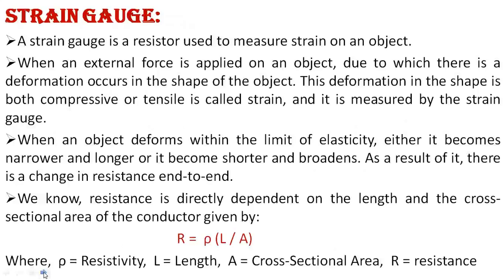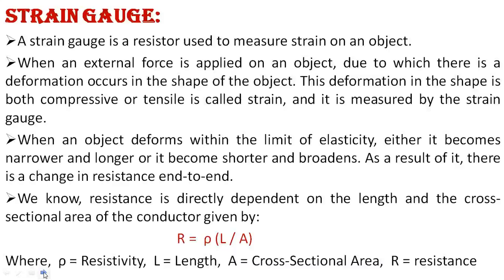A strain gauge is a resistor used to measure strain on an object. So it measures the strain on an object. It acts as a resistor. When an external force is applied on the object, deformation occurs in the shape of the object. This deformation in shape, both compressive and tensile, is called strain. It is measured by the strain gauge. So when we apply force on any object, it undergoes deformation like compression and expansion, which is known as strain, measured by the strain gauge.